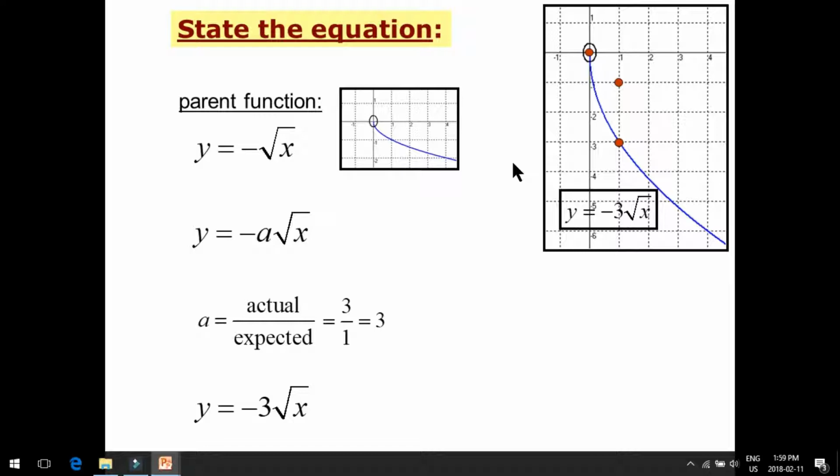And as skeptics, we're going to test a point. I wonder if this point works. Okay. Well, if I subbed in 4 for x, I'd get root 4, which is 2, and negative 3 times 2 is negative 6. And yeah, that's the y value, so good. That one works.